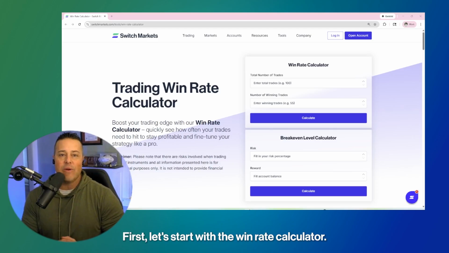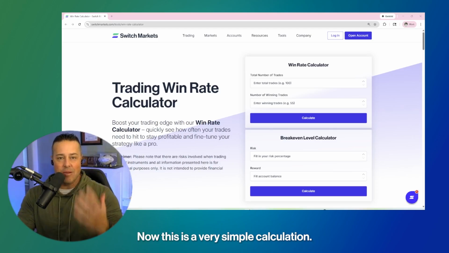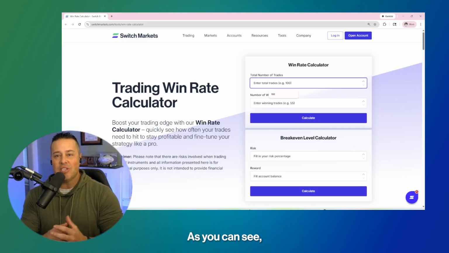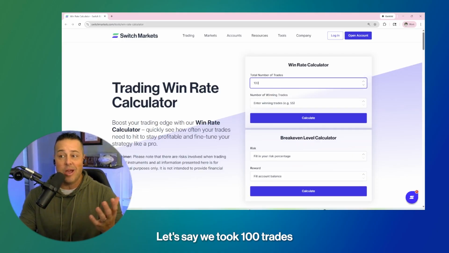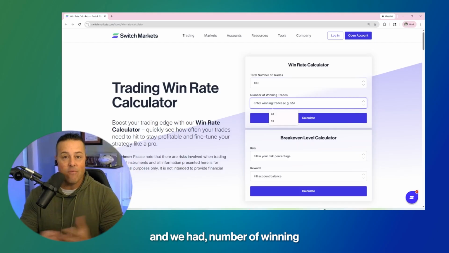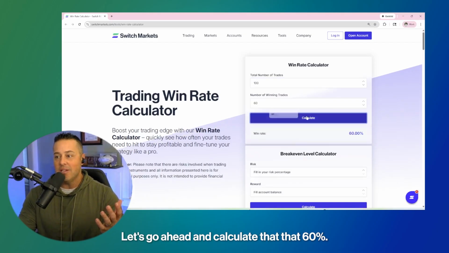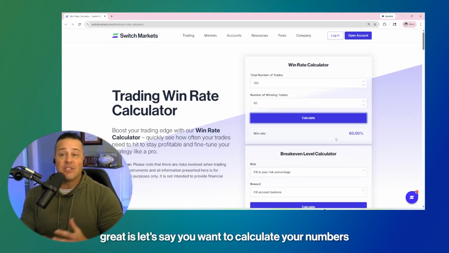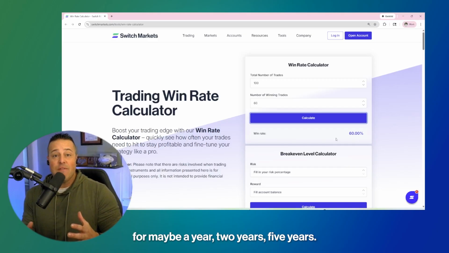First, let's start with the win rate calculator. Now, this is a very simple calculation. As you can see, total number of trades. Let's say we took 100 trades and the number of winning trades is 60. Let's go ahead and calculate that. That's 60%.